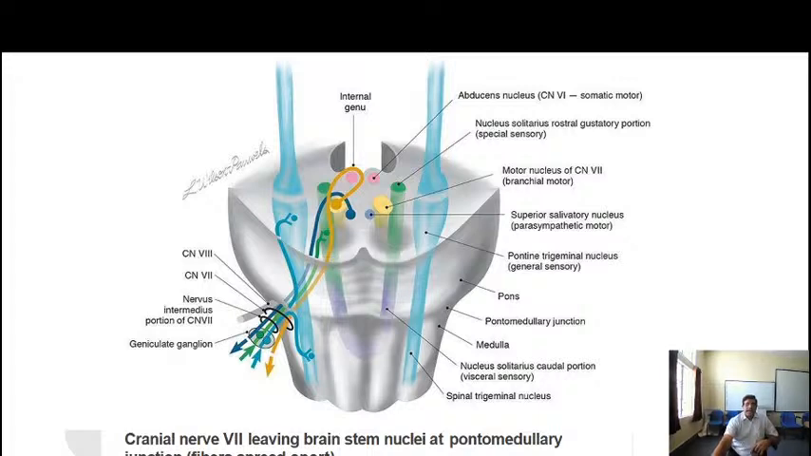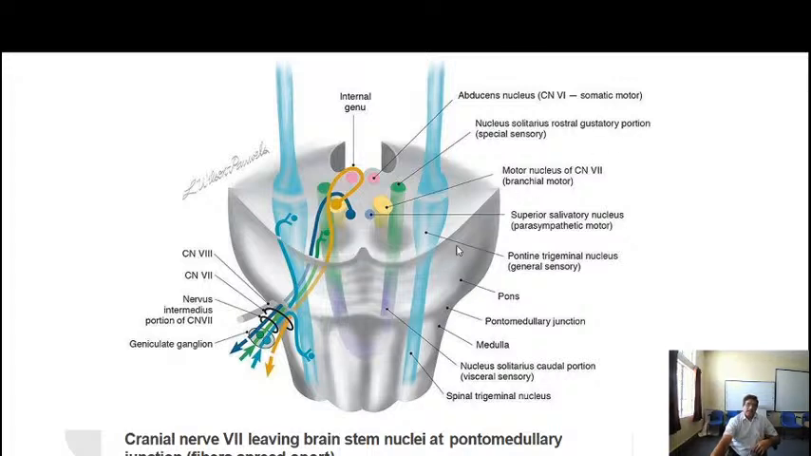And the fibers from this tractus solitarius, the green ones, also travel along with the facial nerve and then into the internal acoustic meatus. And finally there is a sensory part, from the wall of the concha, and the sensory fibers join what is known as the spinal trigeminal nucleus.